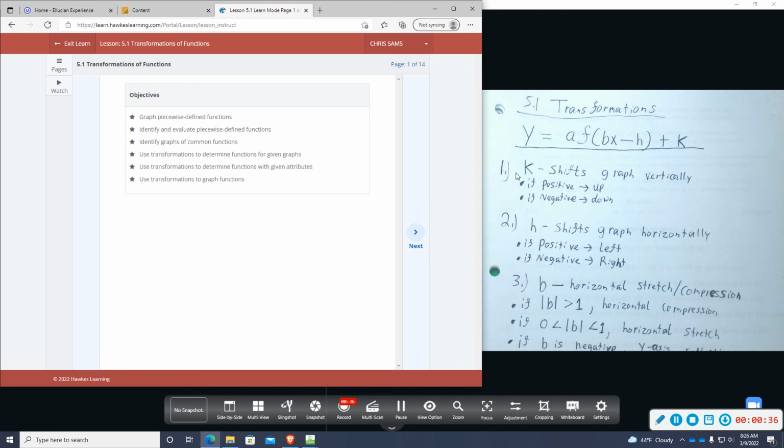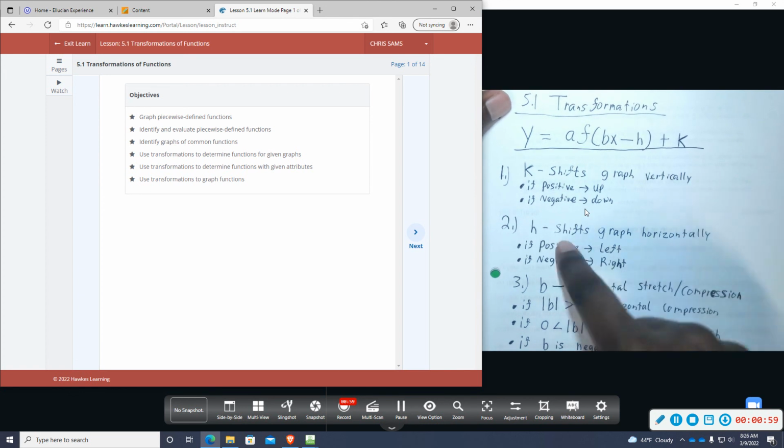So here I'm just showing you that K will shift the graph vertically, so that means it's going to go up or down. If it's positive, it goes up, and negative, it goes down. It does exactly what you think. I would definitely recommend that you take time, pause the video, and definitely get these written down. I want to do it beforehand just to save a little time.